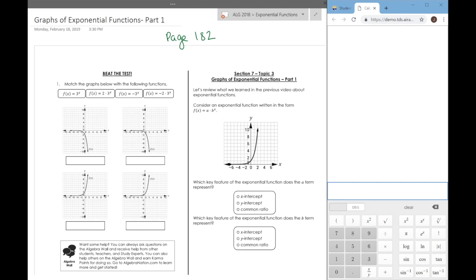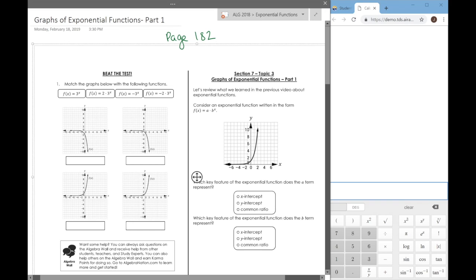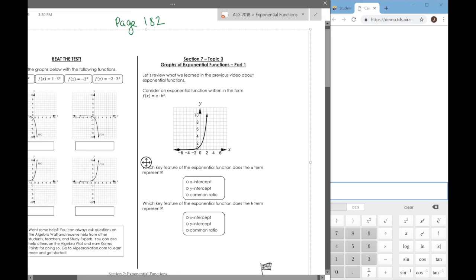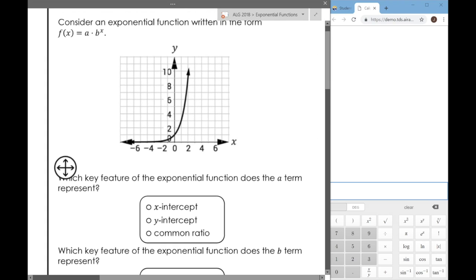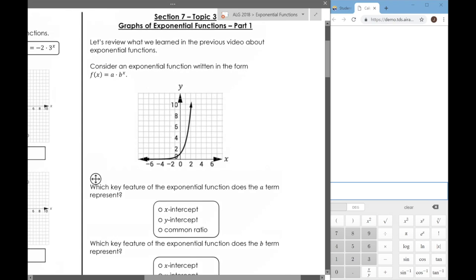Alright, so we are learning graphs of exponential functions. Part 1 starts on page 182. On the left-hand side I have the work. On the right-hand side I have the calculator once again. So we'll be using the calculator, and this is the FSA calculator. Okay, so again, we should all be on page 182, and let's just start with the first question.